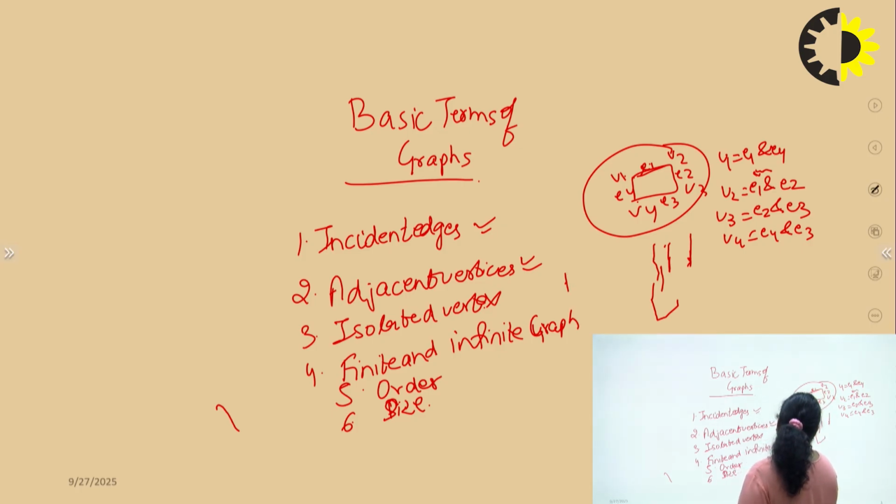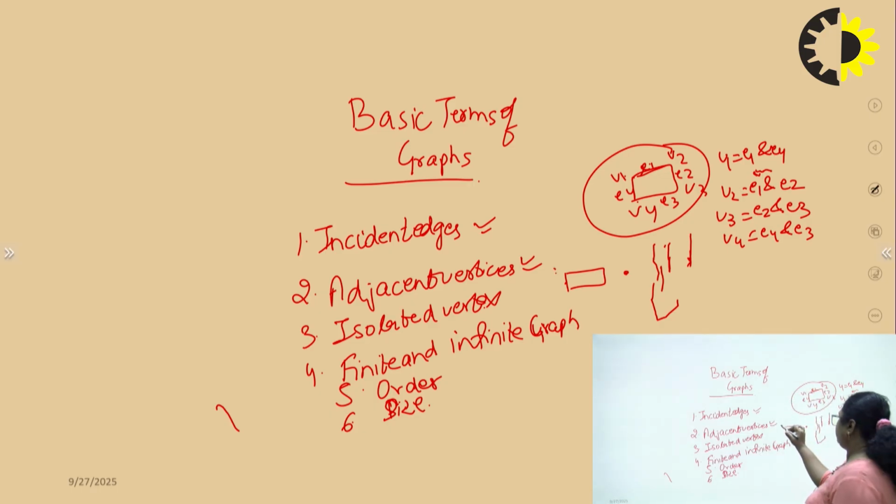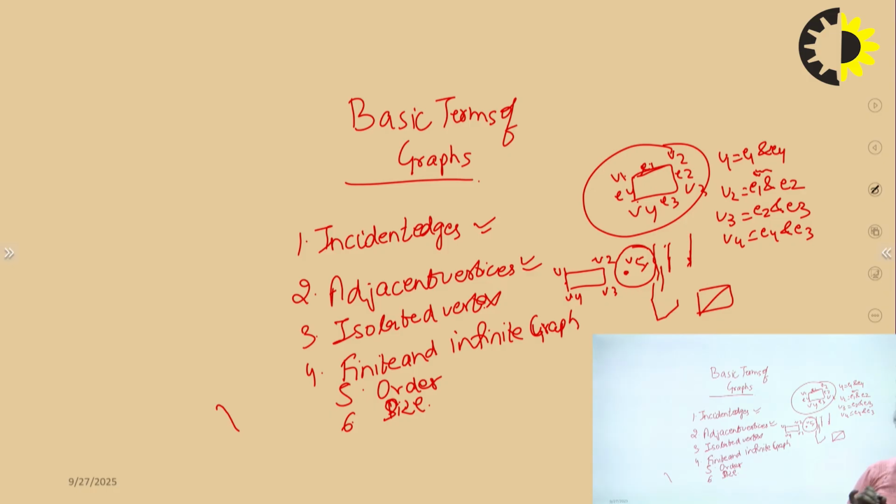Next, we have isolated vertex. Suppose we have two graphs. This graph has vertices V1, V2, V3 and V4, and this is V5. We can say V5 is an isolated vertex of this graph as it is not attached. Next is finite and infinite graph. A finite graph is a graph having a fixed number of vertices and edges, and an infinite graph is a graph that does not have a fixed number of vertices and edges.